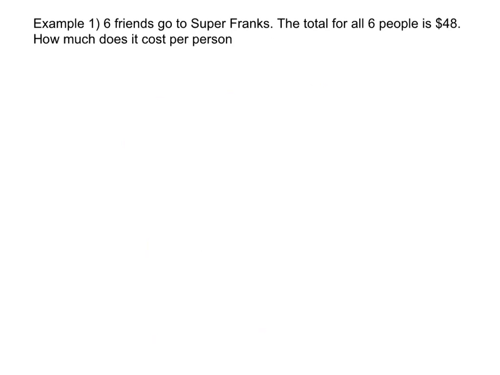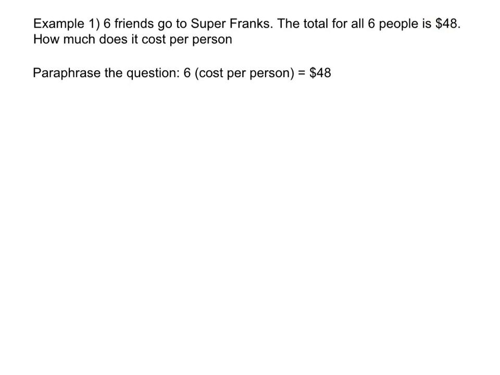The total for all 6 people is $48. How much does it cost per person? Missing the question mark there. Again, the first thing we want to do is try to paraphrase the question. We know that 6 people went all together and that their cost is $48 total. So to paraphrase, 6 times the cost per person should equal $48.